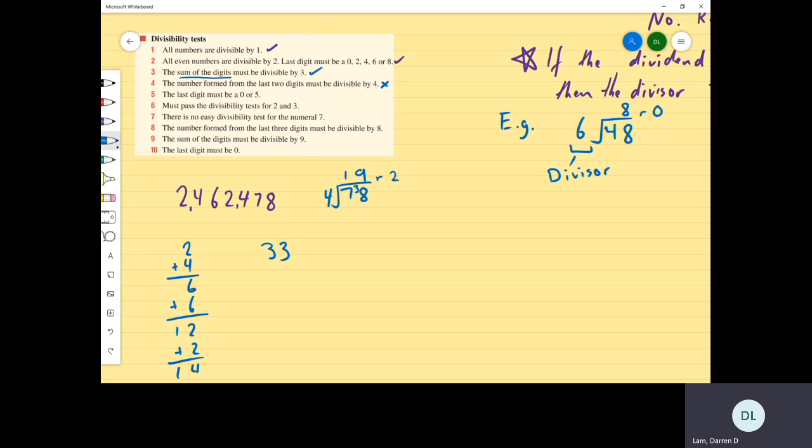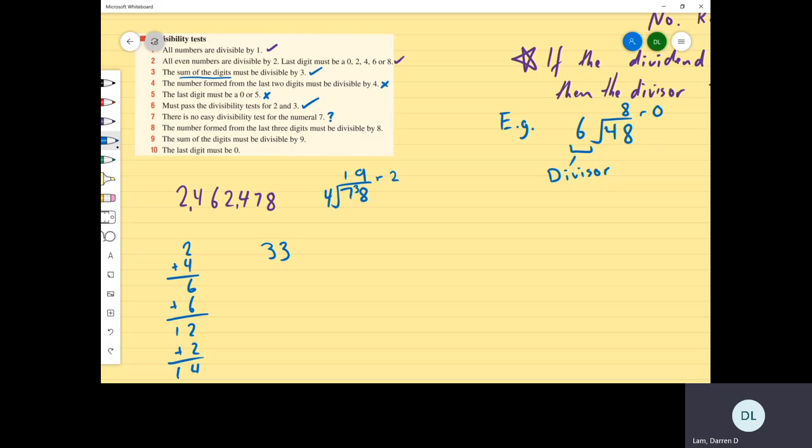So right across there. For number 5, the last digit must be 0 or 5. In this case, it's an 8, so it's not divisible by 5. For 6, it must pass the divisibility test for 2 and 3. Did it pass 2? Yes. Did it pass 3? Perfect, which means it is divisible by 6. For 7, there is no easy divisibility test. It's actually quite difficult, so that's one you're going to have to calculate very slowly. Let's keep going. So let's put a question mark there.